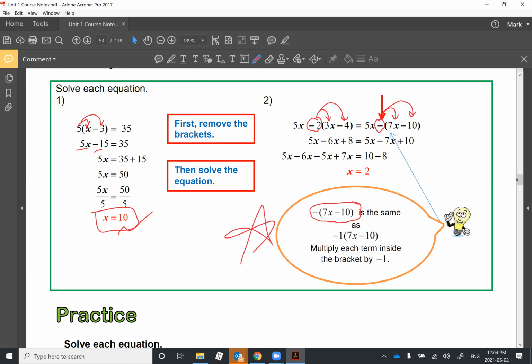-7x minus 10, like with the brackets, that's like having a -1 in there. So be careful, because when I take -2 and 3x, I get -6. -2 and -4 gives me a +8. 1 times -7 is, of course, a -7. And -1 times a -10 is positive. So be very careful here.